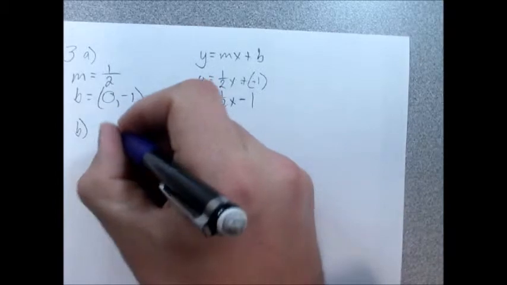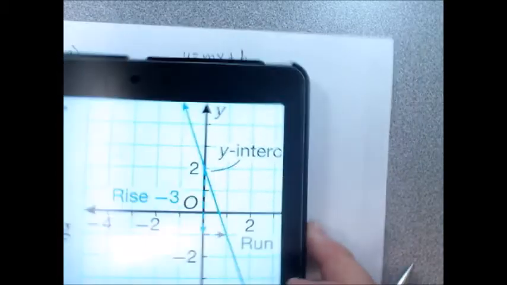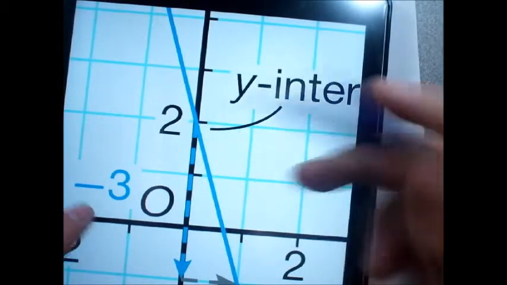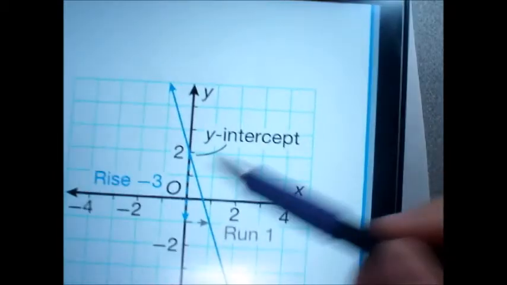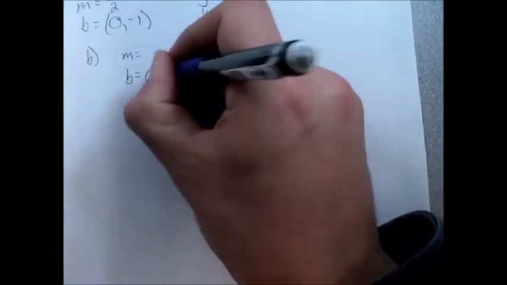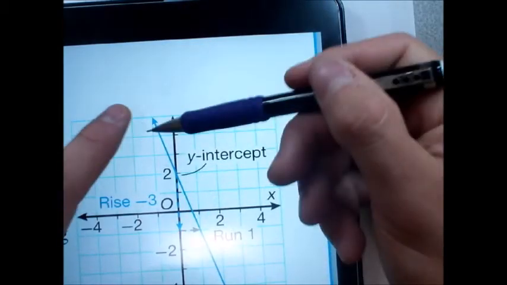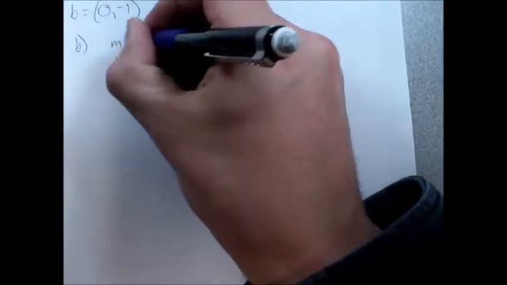Here we go. We need to identify the same things. We need to find slope, and we're going to find the y-intercept. Looking again at this line, it crosses the y-axis up here at the 2, so that is 0, 2. So it crosses right there. Next, I need to find my slope. I know that it's going to be negative because it's going down as it goes from left to right.